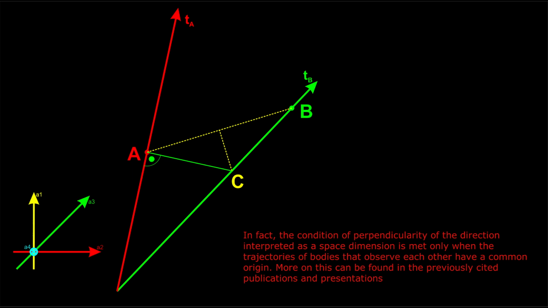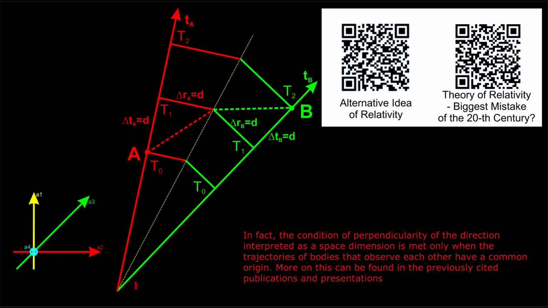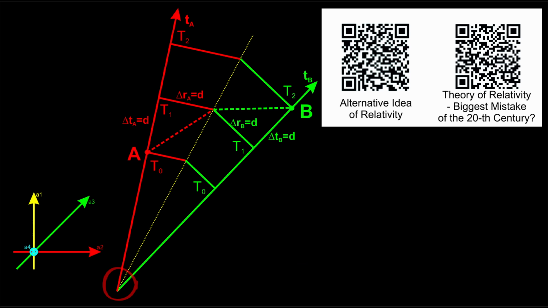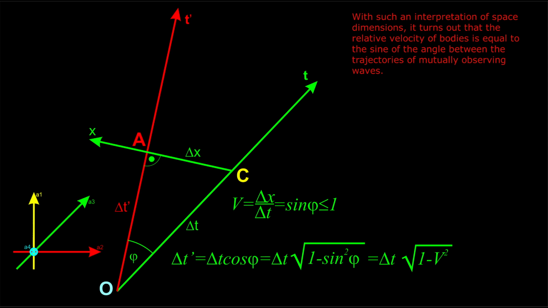In fact, the condition of perpendicularity of the direction interpreted as a space dimension is met only when the trajectories of bodies that observe each other have a common origin. More on this can be found in the previously cited publications and presentations. With such an interpretation of space dimensions, it turns out that the relative velocity of bodies is equal to the sine of the angle between the trajectories of mutually observing waves.